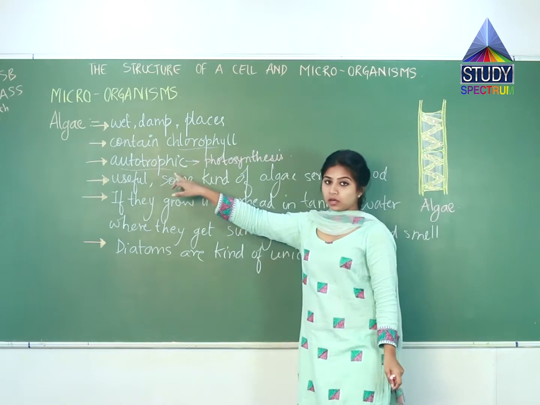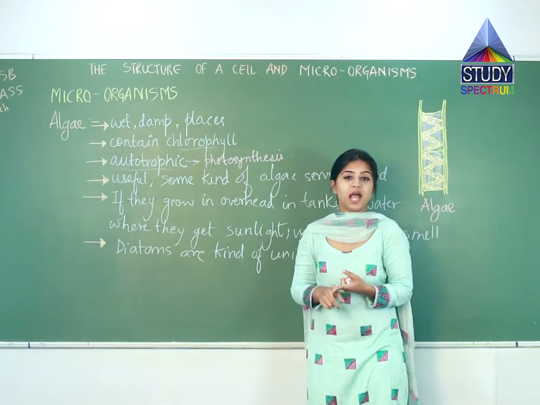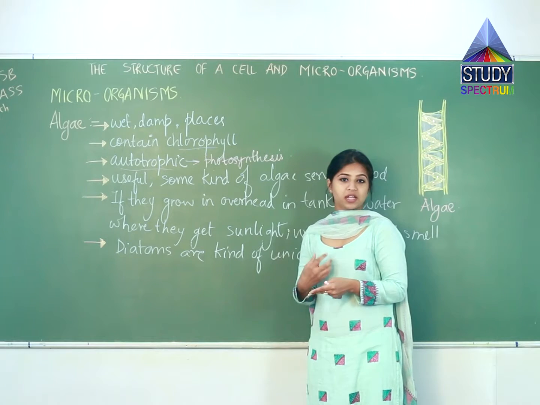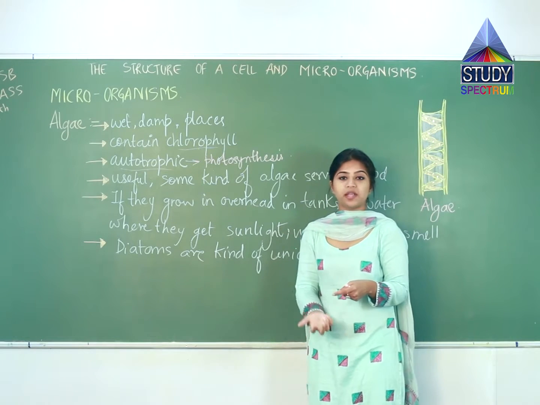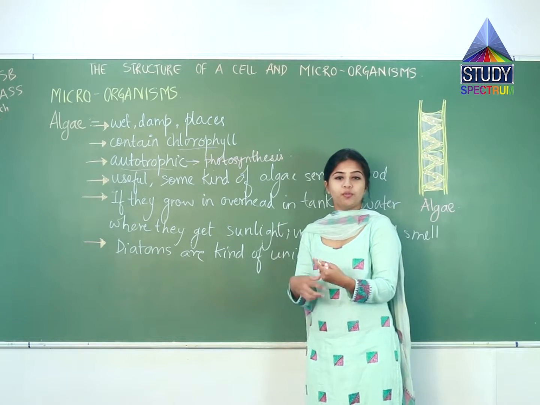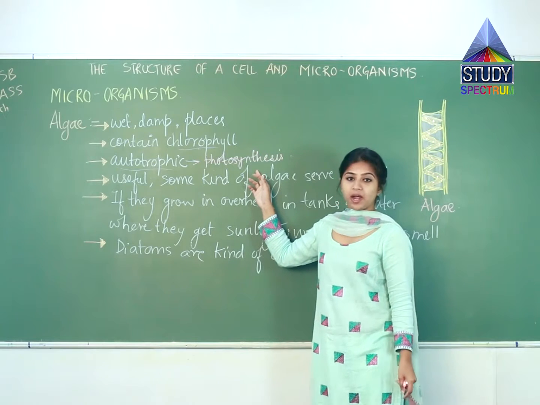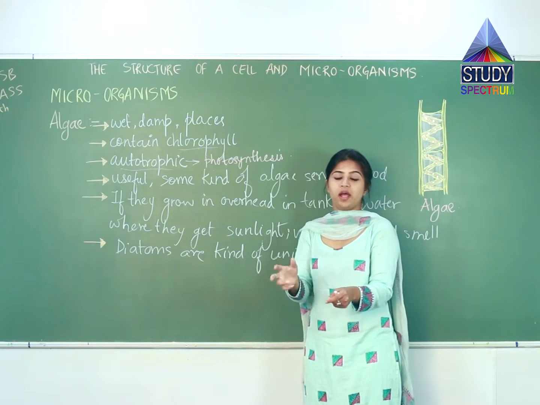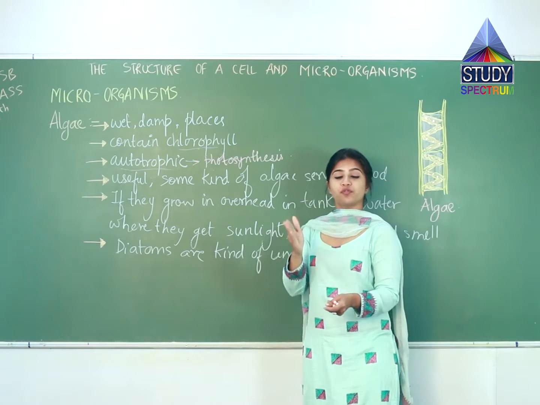What we learned in this was that algae are found in wet and damp places. We also learned that these algae structures contain chlorophyll, and we know that chlorophyll is a pigment responsible for carrying out the whole procedure of photosynthesis. Now, a plant that can perform photosynthesis, that kind of microorganism or plant, is known to be autotrophic, because it produces food for itself.